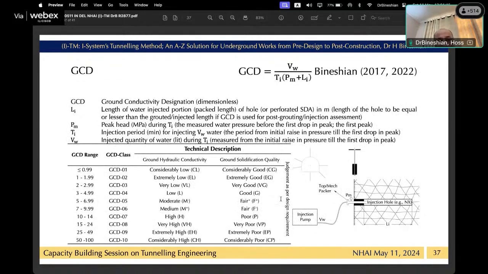GCD, or ground conductivity designation, is only applicable in ITM, which helps you measure the conductivity of ground ahead of the faces, to be able to safely drive and to know whether you are able to move ahead or not.